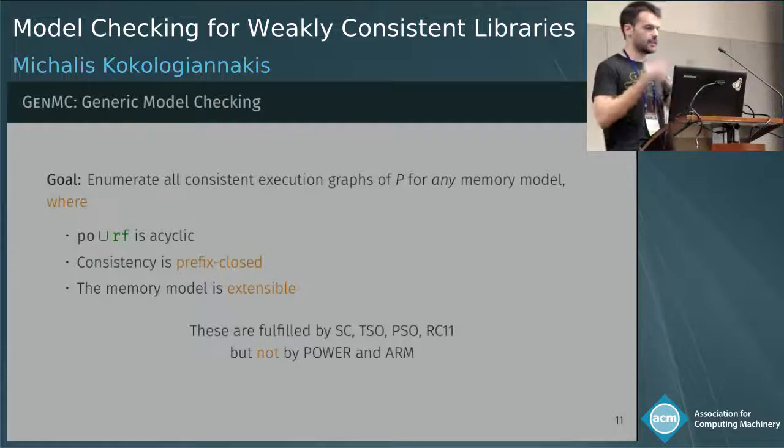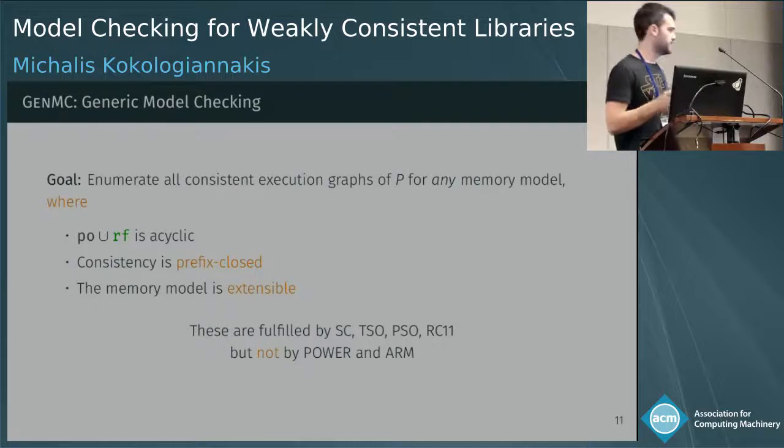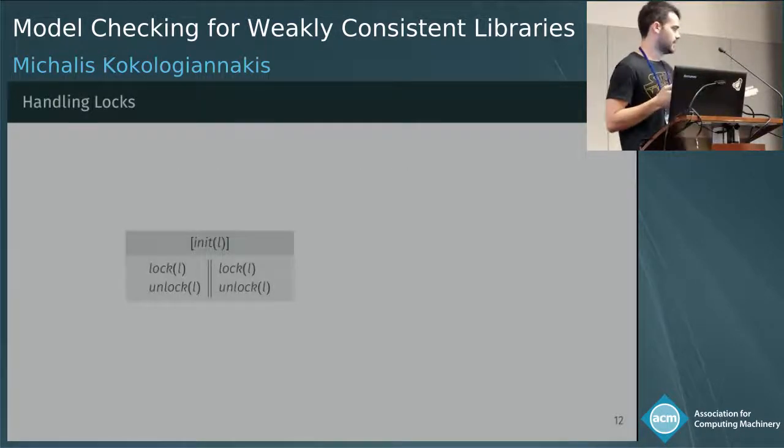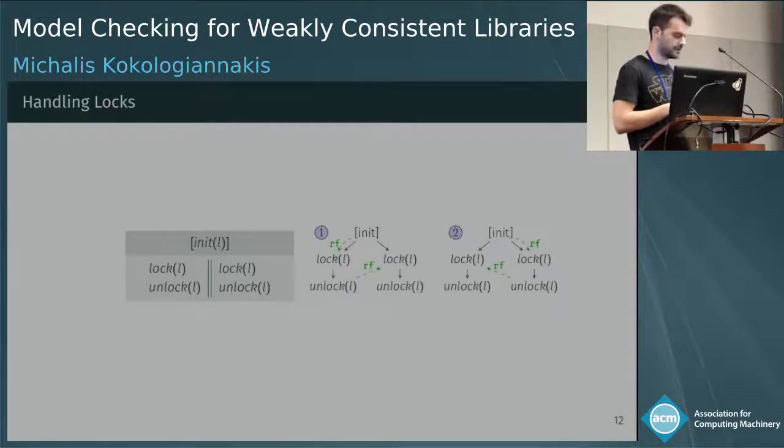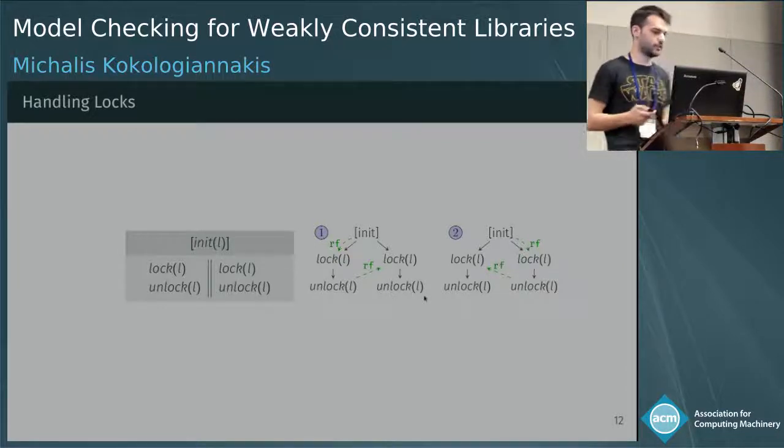But the idea is that if you have a memory model that satisfies these three assumptions, then you can use GenMC to verify programs under this memory model, even programs like this, where instead of reads and writes, you have lock and unlock operations. And then if you assign read semantics to locks, for example, and write semantics to unlocks, then the executions of this program can be viewed like this, where in this execution, the first thread acquires the lock first, and then the second thread follows, and so on, in the second execution.